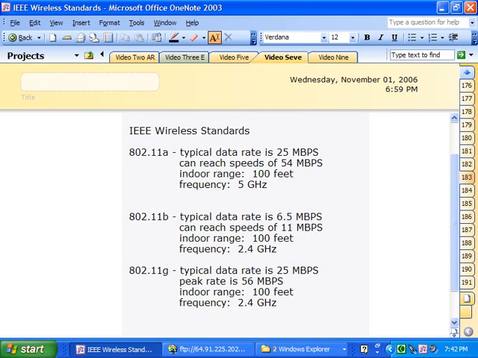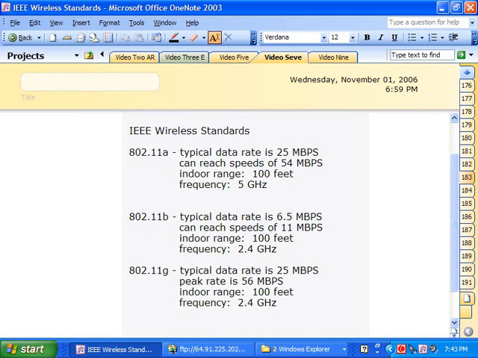802.11a has a typical data rate of 25 meg. It can reach speeds of 54 meg. Its indoor range is 100 feet, and you should know that the operating frequency is 5 gigahertz. 802.11b, the typical data rate is 6.5 meg. It can reach speeds of 11 meg, has an indoor range of 100 feet, and the frequency there is 2.4 gigahertz.